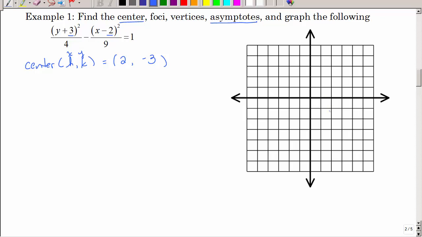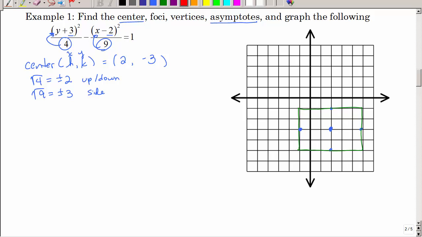So let's graph that, or plot that point, 2, negative 3. Then, how are we going to graph it? Just like the ellipse, we're going to take the square root of those numbers, and since this came underneath y, we're going to go up and down from the center. We're going to take the square root of 9, and that became underneath x, so I want to go side to side from the center. And then we're going to make that box, connecting those dots, making a rectangle. That's not the graph, that's just going to help us graph it.